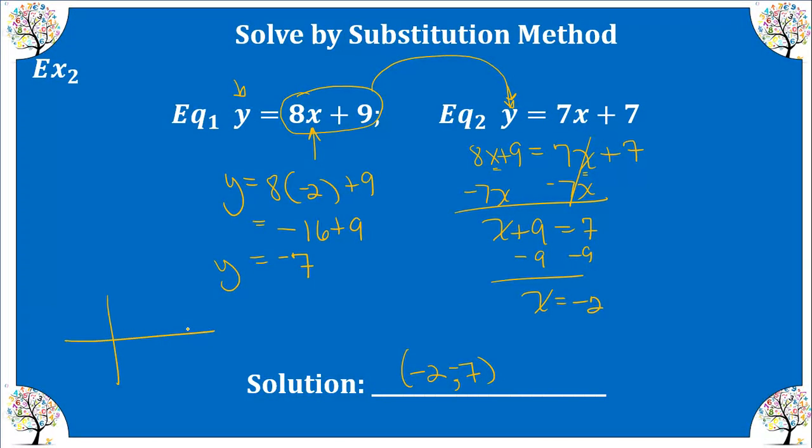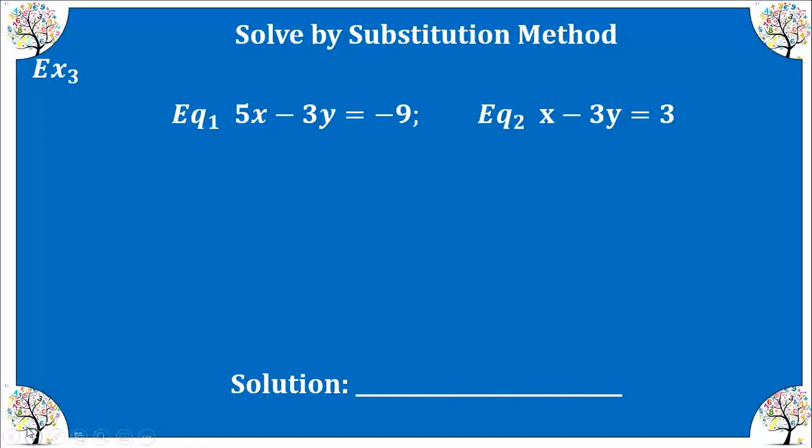So this point of intersection is going to be here in quadrant 3. It's going to crisscross somewhere in quadrant 3. Okay, go ahead and write down example 3.